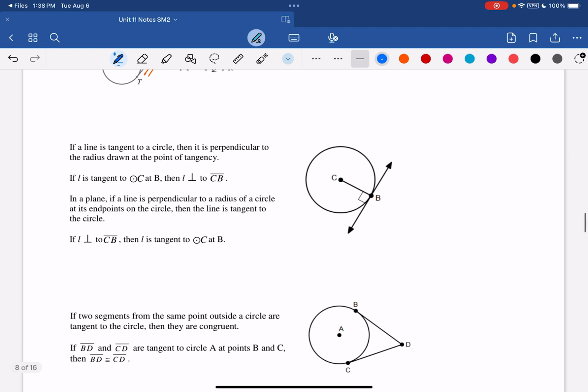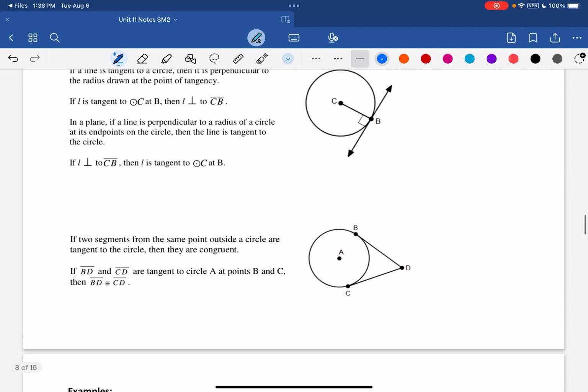Then we also have, if we have a line that's tangent to a circle, it meets at a 90-degree angle. So the radius will always meet that tangent line at the point of tangency at a 90-degree angle. So those will be perpendicular.